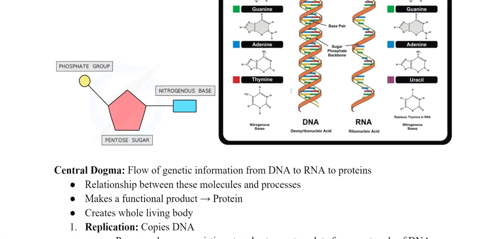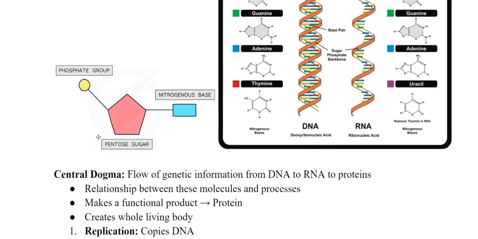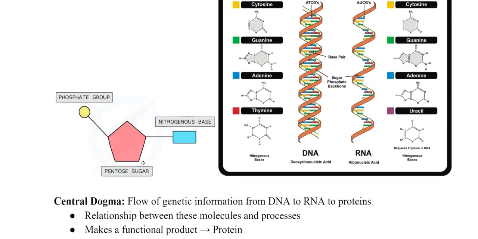Now, here is what a nitrogenous base looks like. No, not a nitrogenous base. What a nucleotide looks like. Yes. So first, this pentagon here is called pentose sugar. The name of it is pentose sugar, and on the left we have this phosphate group, and on the right we have the nitrogenous base.